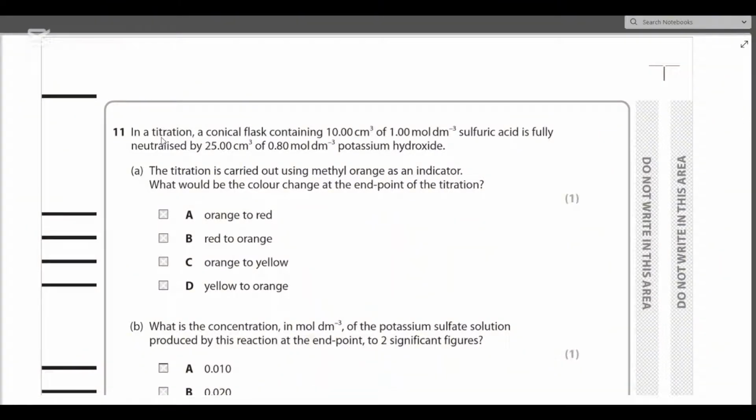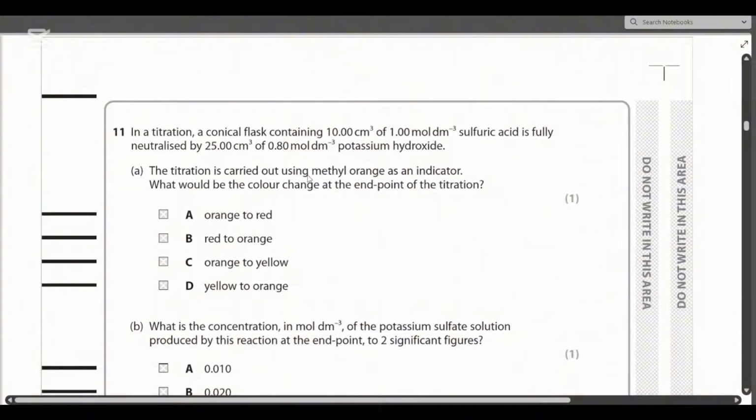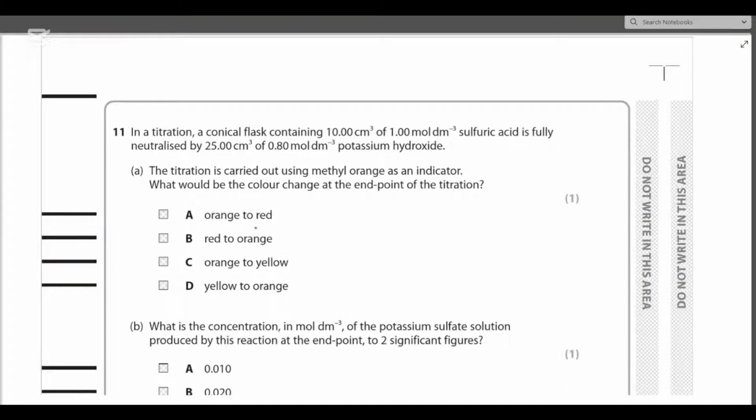Now, in a titration in question 11, a conical flask containing 10 cm³ of 1 mol dm⁻³ sulfuric acid is fully neutralized by 25 cm³ of 0.80 mol per dm³ potassium hydroxide. The titration was carried out using methyl orange as an indicator. What would be the color change at the end point of the titration? Since the solution was sulfuric acid and in methyl orange, acidic solutions tend to provide red. So it's supposed to be red.